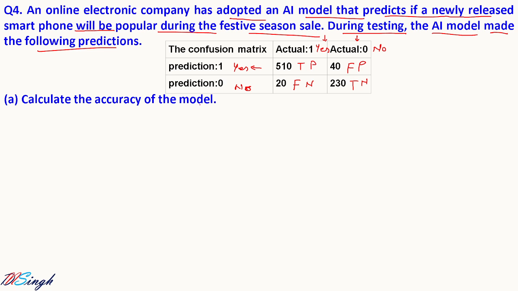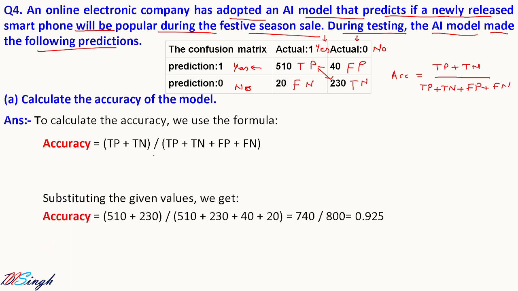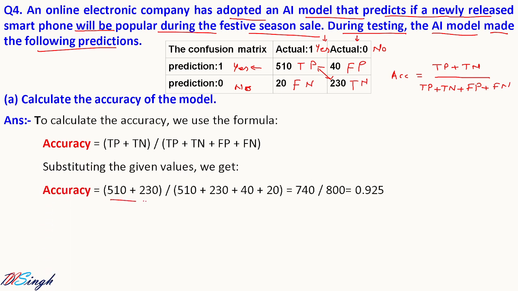Once we know these are the values for TP, TN, FP, FN, then we see the question: calculate accuracy for this model. So what is the formula for accuracy? The numerator will have the principal diagonal. The accuracy formula is TP plus TN upon all the cases, so that will be TP plus TN plus FP plus FN. Substitute the values from the table. TP is 510 plus 230, and in the same way you will substitute all the values of TP, TN, FP, FN, and if you calculate the value, the accuracy will be 0.925.